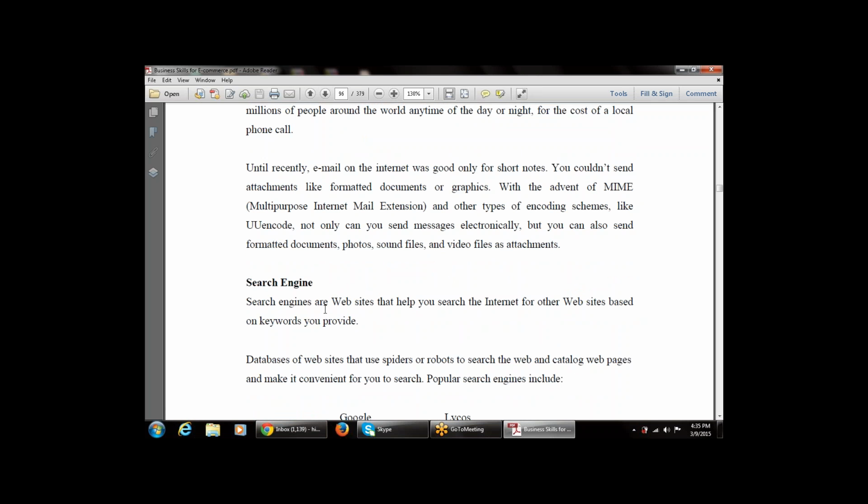Then we talked about the search engine. Search engines are websites that are used for searching something. As the name suggests, these are websites that help you search the internet for other websites based on the keyword that you provide. Based on the topic or keyword you provide, it searches the data for the user. The best examples of search engines are Yahoo and Google, which are used for searching purposes.